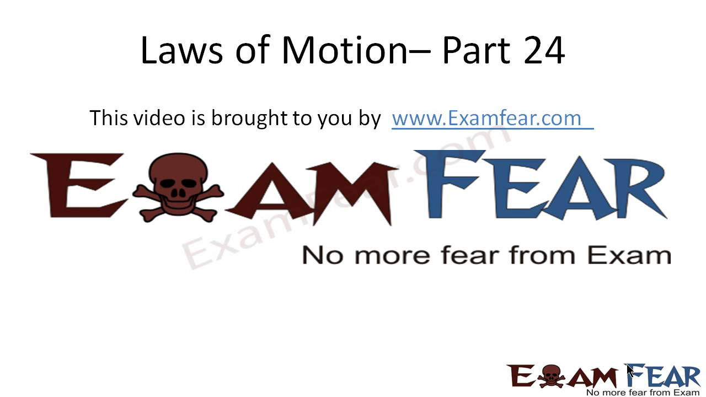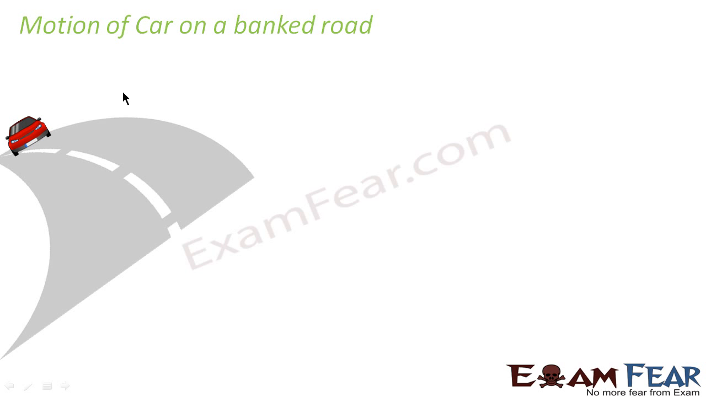Now let us study the motion of a car on a banked road. When I say banked road, I mean that the road itself is constructed in such a way that it is inclined at some angle with the actual horizontal. Let us suppose this is the actual horizontal and this is angle theta. So this road itself is inclined at some angle theta with the horizontal.